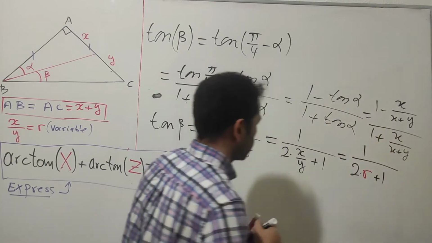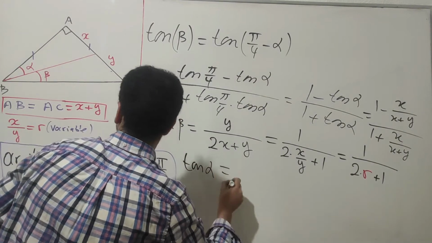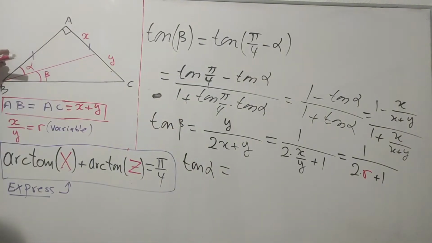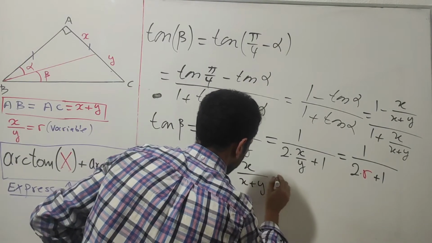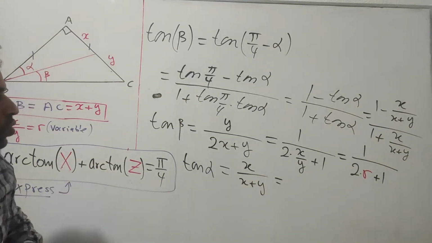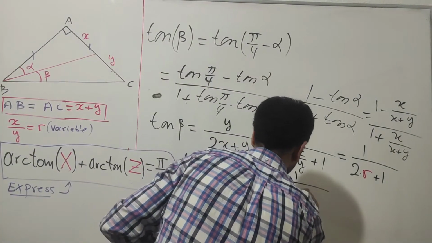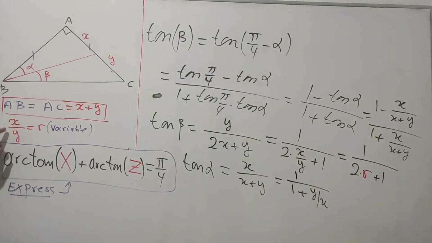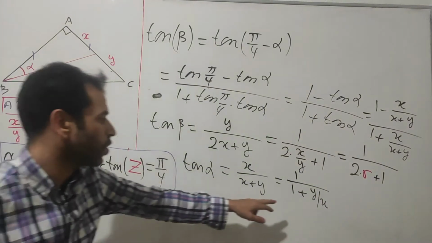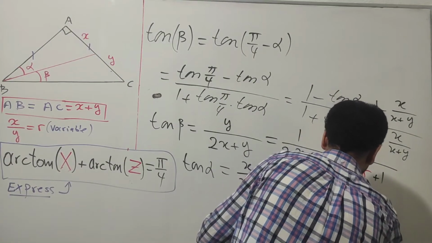So I get 1 over 2 multiplied by r plus the number 1. Also, we know tangent alpha equals x over x plus y. Same thing here, I'm going to divide both sides by x. I get 1 over 1 plus y over x. But we have x over y equals r, and y over x is 1 over r. So I get here 1 over 1 plus 1 over r.